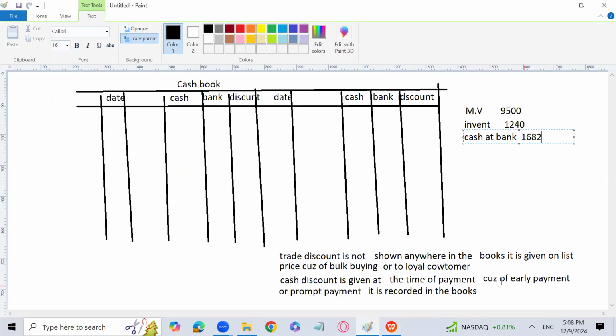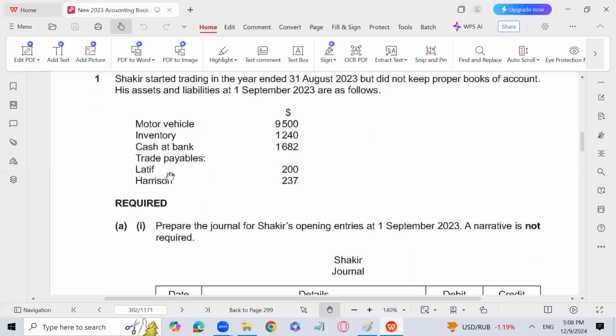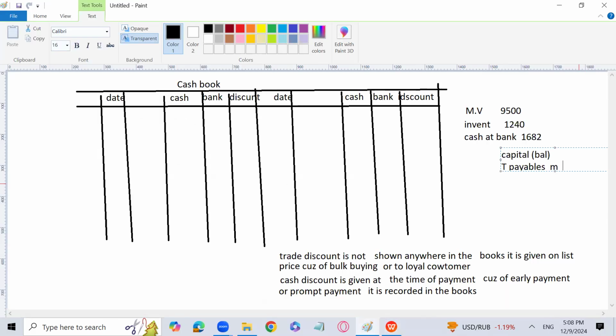Then we have to give a credit to capital, which is the balancing figure, because we don't know that. The trade payables are given, and we can write both names, or we can write the name trade payables together. So we can add it up: 200 plus 237 is 437. I will write 437, and I will go for the total of the debit side, and subtract 437 from the total of the debit side to find the amount of capital.